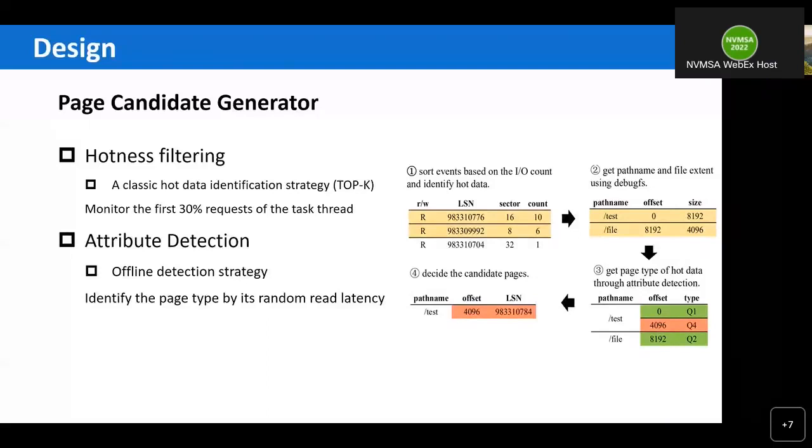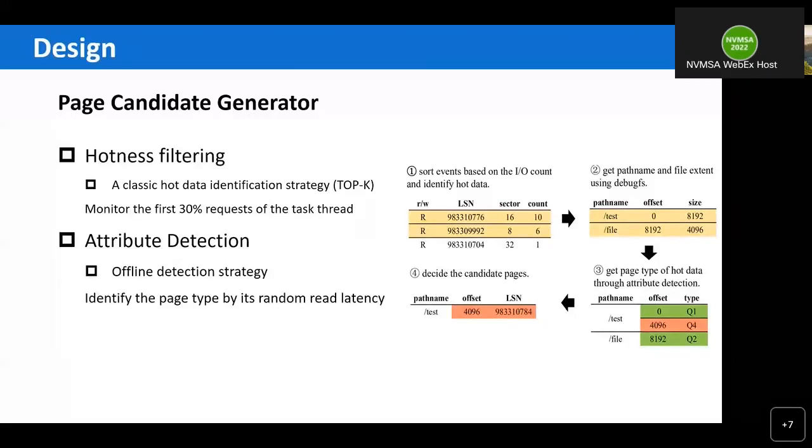Specifically, we monitor the first 30% requests of the task thread using block trees to record the I/O activity in the block I/O layer. The key information of every I/O request, such as logical sector number, sectors, and the directions for the hot data identification are extracted.